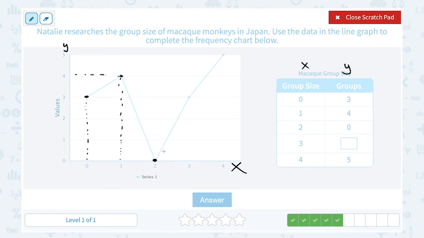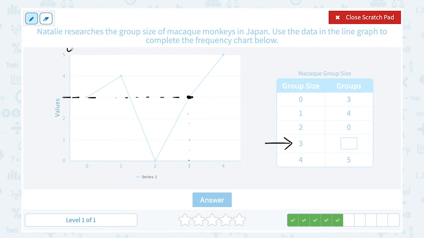And so we want to figure out for this next point. So let's clear some of this off so you can see. We're looking specifically when the x value is 3. So at an x value of 3, I'm going to read up until I find that point. That point is right here. It's right above my x coordinate of 3. So to figure out the y coordinate, or how many groups, I'm going to read straight across to the y axis. And I can see that that lands right at 3. So there were 3 groups that had a group size of 3.